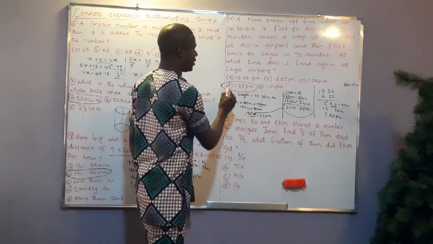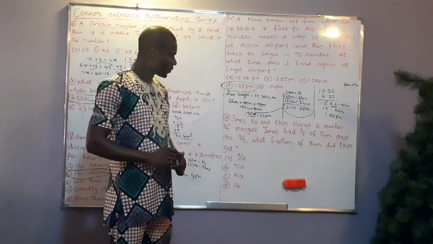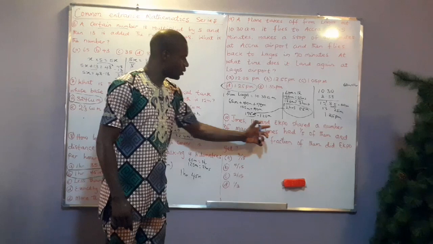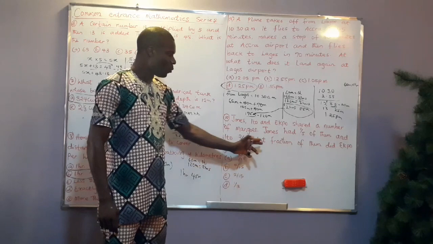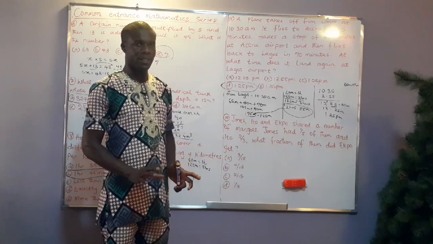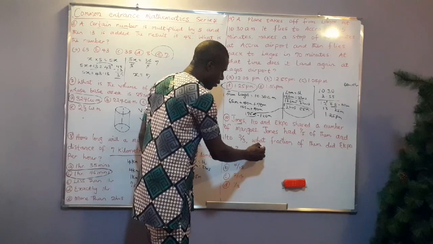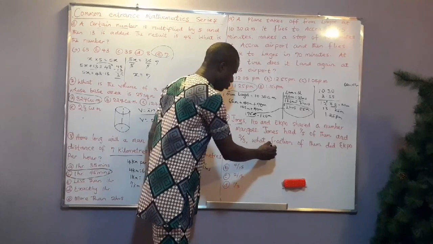All right, let's take our final question for today. Jones, Ito, and Ekpo shared a number of mangoes. Jones had 1/5 of them, and Ito 2/3. What fraction of them did Ekpo get? The fraction Ekpo took was not given, okay? But Jones was given. So Jones had 1/5 plus Ito was given as 2/3. So let the total mango be 1.